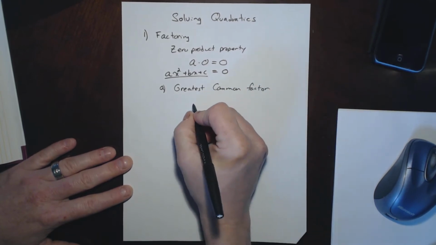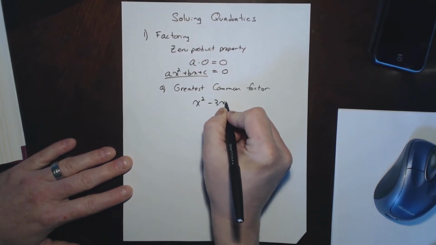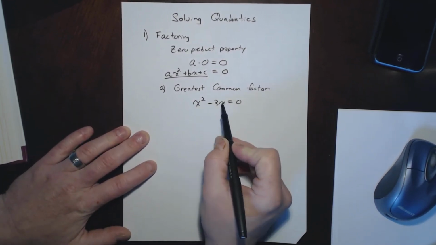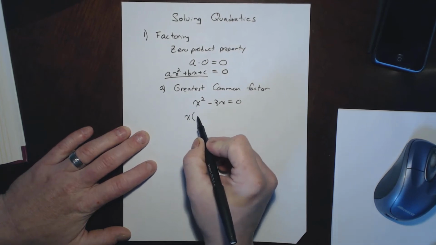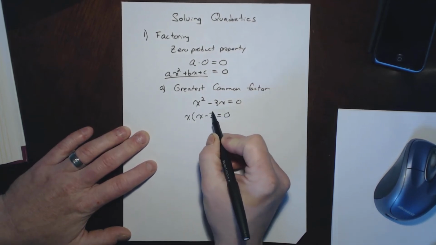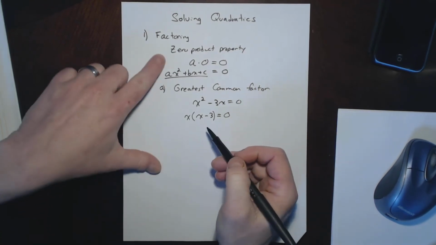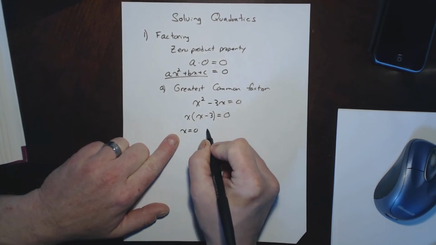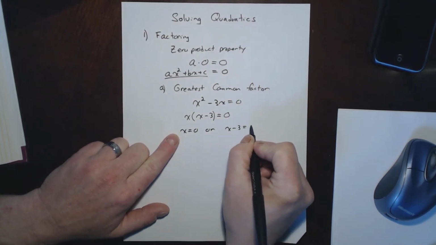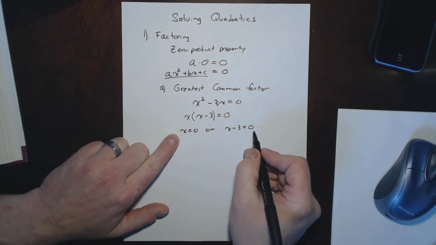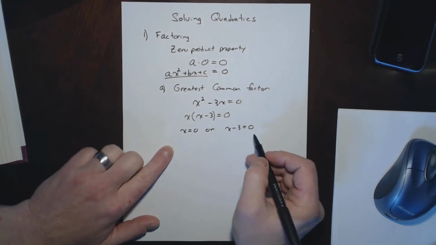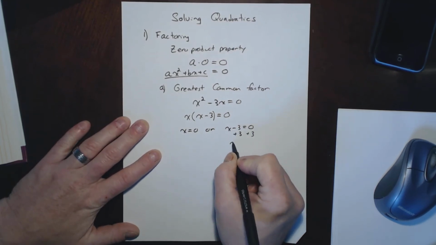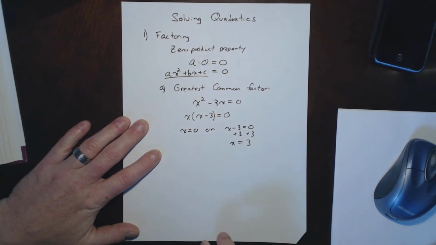For example, if we had x squared minus 3x is equal to 0, I know that I can factor an x out of both of these values. So x times x minus 3 is equal to 0. Now I can apply my zero product property such that either x is equal to 0 or x minus 3 is equal to 0. If either one of these statements is true, then the equation is satisfied. Thus, we solve this little mini equation for x by adding 3 to both sides, and we're going to get x is equal to 3.